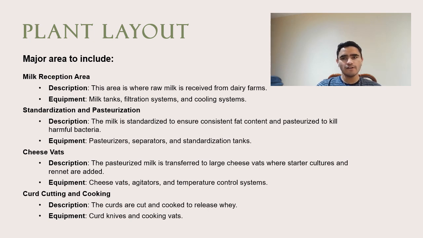And next will be the curd cutting and cooking area. This is where the curd is formed and cut into smaller pieces with knives and the whey is released. This is located on the other side of the plant, which is a secondary plant. This is a processing plant where major cheese formation, like whey processing and boiling, takes place. In this area the curds are cooked and prepared for the next stages.